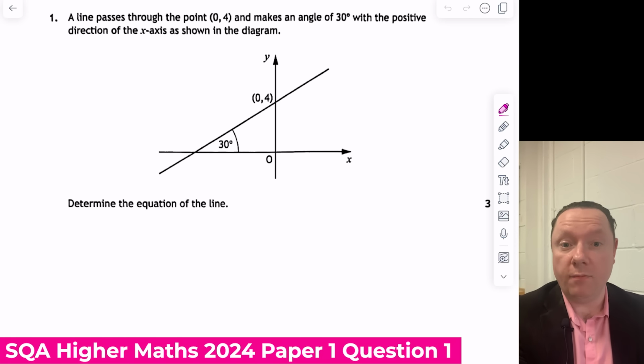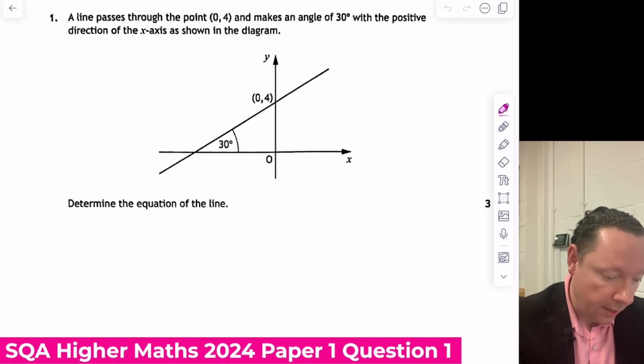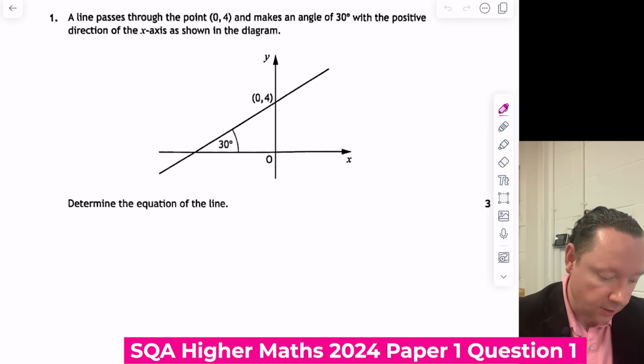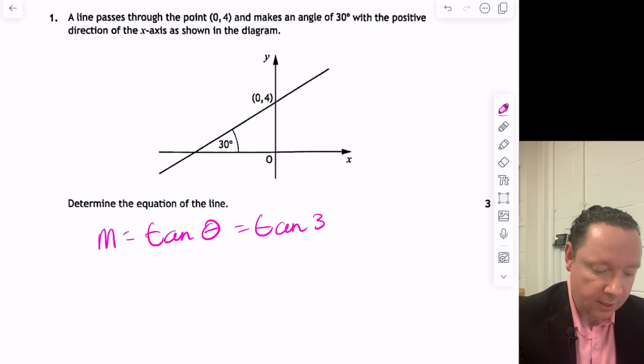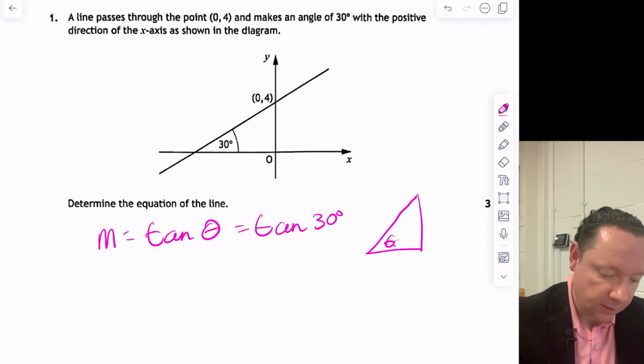SQA Higher Maths 2024, paper 1, question 1. A line passes through the point (0,4) and makes an angle of 30 degrees with the positive direction of the x-axis. Determine the equation of the line. Well, that's nice and simple to start with. Gradient equals tan theta. And it is the positive direction, so it's just tan 30 degrees. And an exact value triangle will help with this, 60 and 30, 2, 1 and root 3. So tan 30 is opposite over adjacent, 1 over root 3.